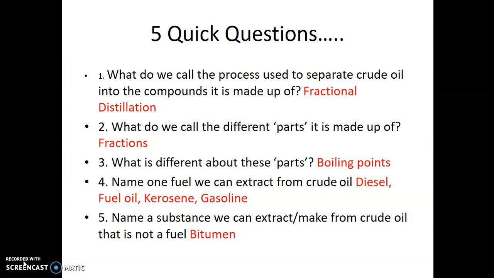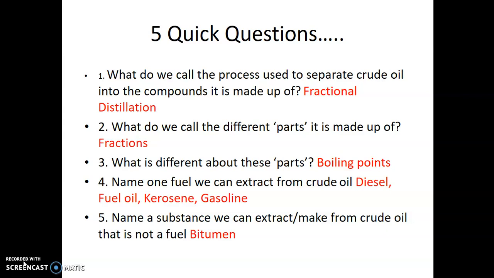If you vaporize the whole mixture and then pass it through a fractionating column, which has a temperature gradient, it gets hotter as you go down the column, you can then collect the different fractions at different points in the column. Number 4, name one fuel we can extract from crude oil. There are several: diesel, fuel oil, kerosene, gasoline.